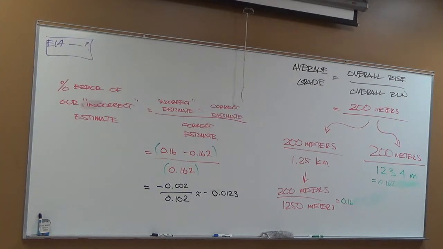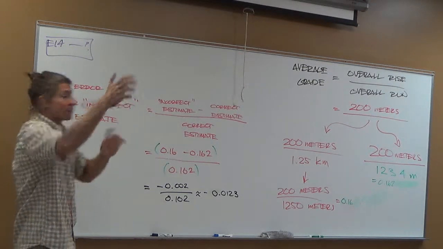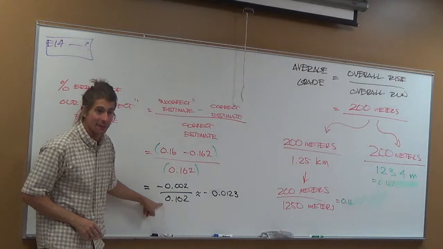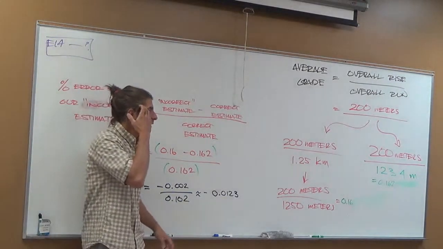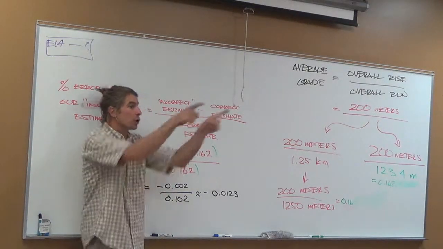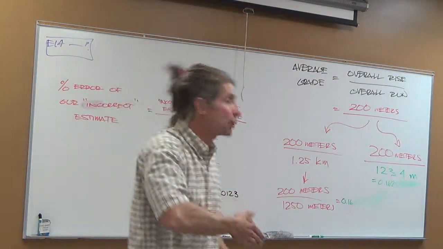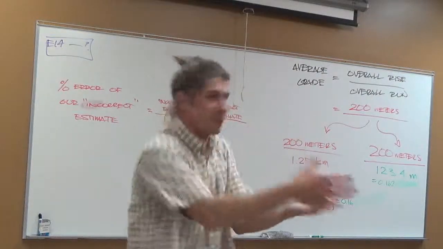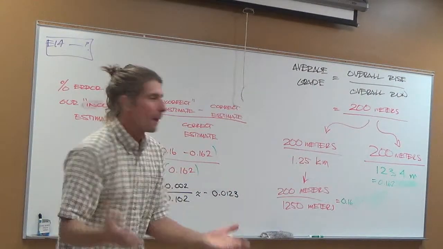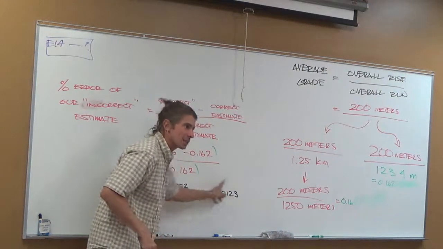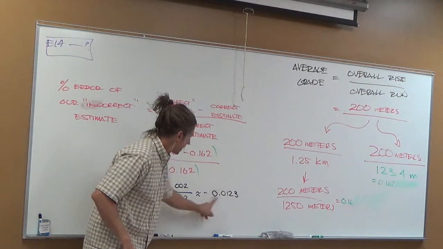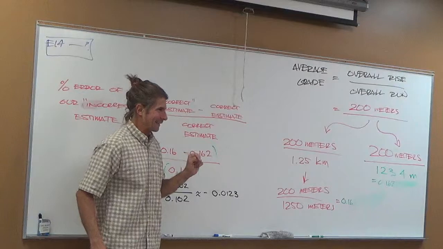Why is it negative? Well, it's negative 0.002, because if you divide negative, it'll still be negative. Absolutely, mathematically, we're dividing negative by a positive. What does it mean about our original incorrect estimate? It was too low. If our error is negative, that means we came in under the true value. If it was positive, we'd be above it. If it was right at 0, we'd be right at 0. So this is a percentage. We were under by just about 1%.